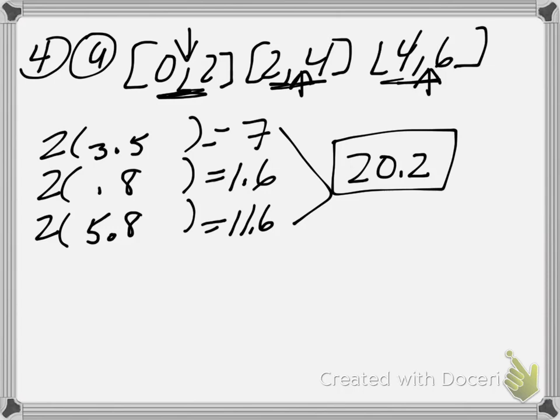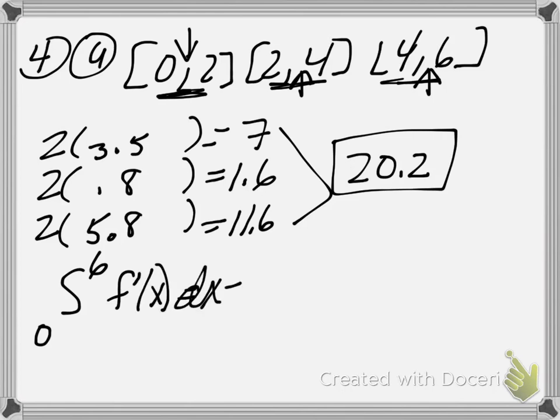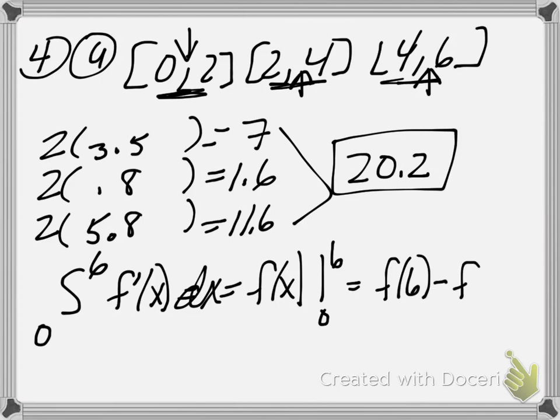Okay, so where were you? Well, it's the distance that you traveled from 0 to 6 of f prime dx. Because when you do the antiderivative of f prime, you get back to f, so that's what we're looking for. So you do the antiderivative, and you're going to get f of x from 0 to 6, so f of 6 minus f of 0.